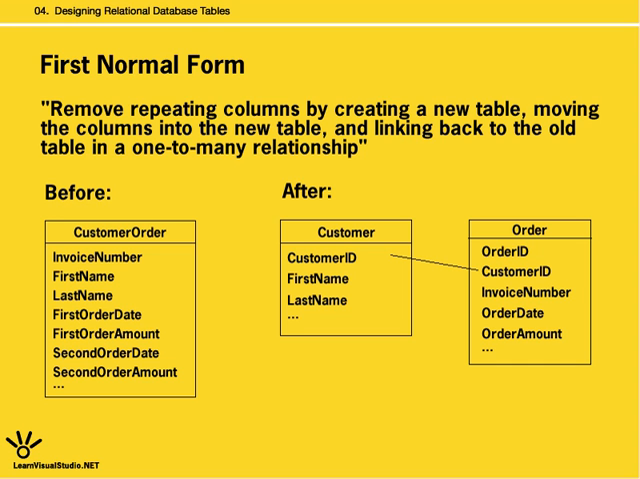And so I've got a quick before and after snapshot. You can see that in the before, I've got kind of a convoluted mess of customer order. I have an invoice number column, first name, last name, first order date, first order amount, second order date, second order amount, third order date, third order amount, and so on.